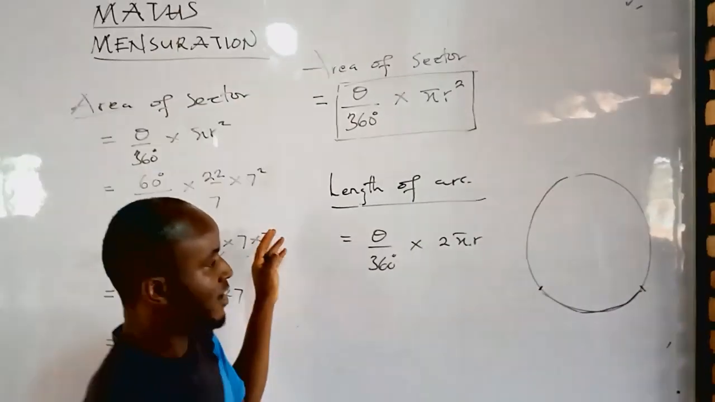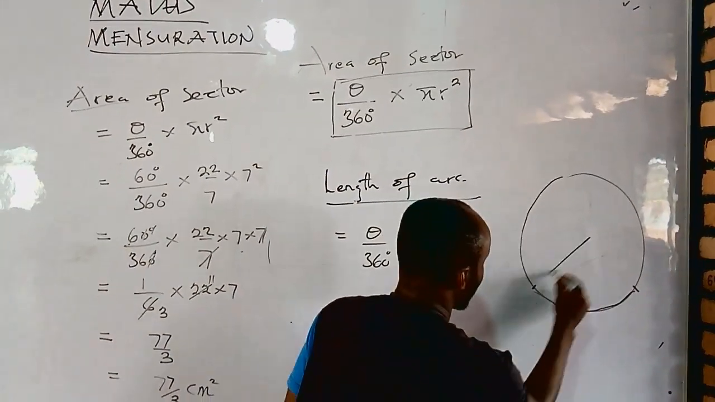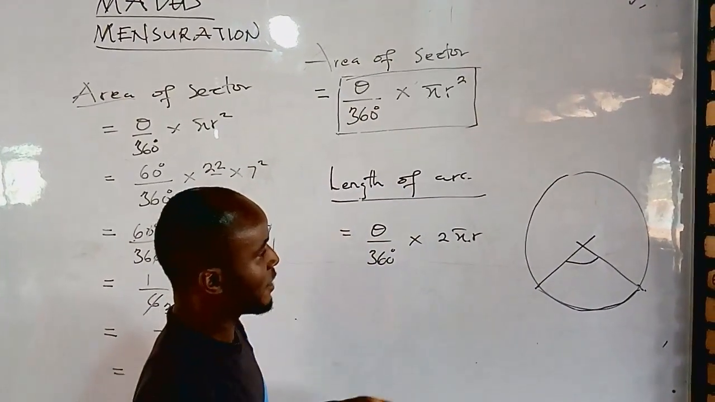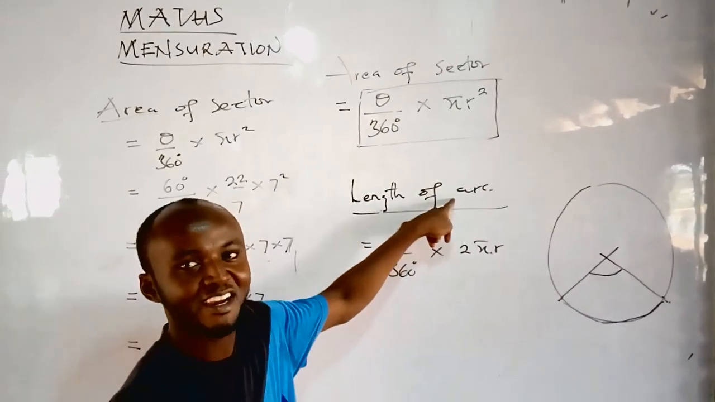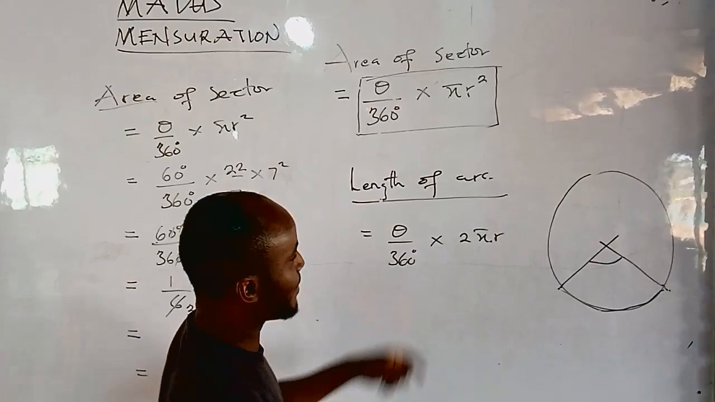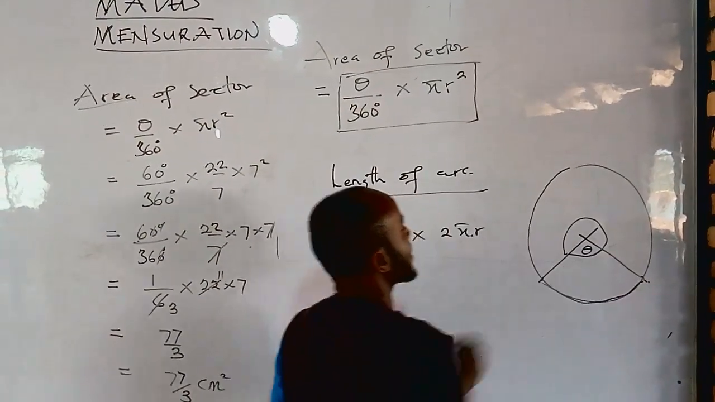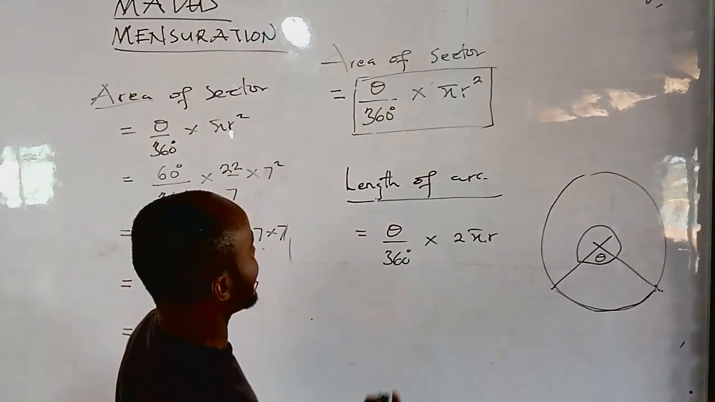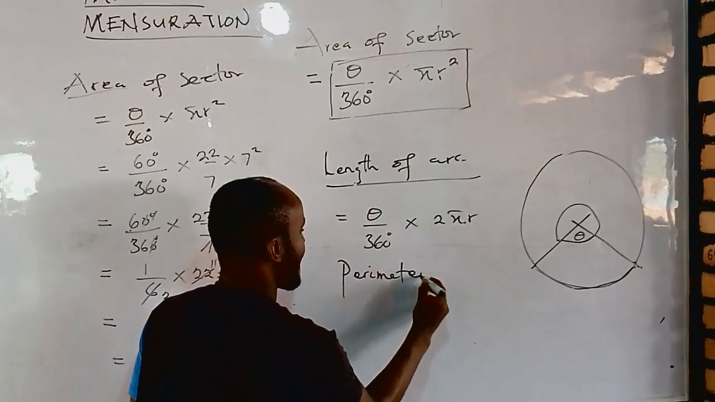That's it. And also you need to know your theta very, very well. They'll give you the theta. So if here is your theta, take note whether you are finding the length of the minor arc or the length of the major arc. If it's a minor arc, you are going to use the angle here. If it's a major one, you use the reference angle outside it to find the major arc. So that's it. And the last one is the perimeter of a sector.